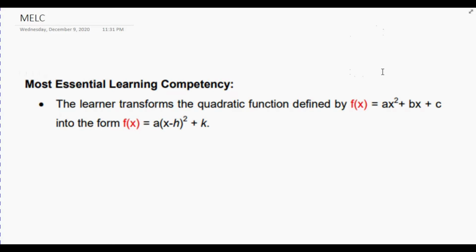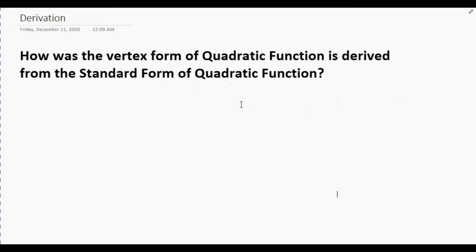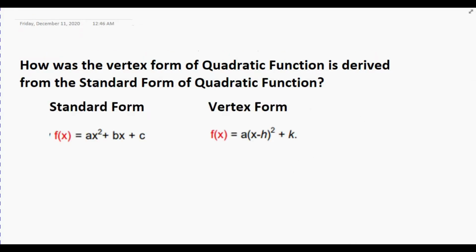But before we discuss this module, I am going to show you how the vertex form is derived from the standard form. So how was the vertex form of a quadratic function derived from the standard form? The standard form of a quadratic function is f of x equals ax squared plus bx plus c, and the vertex form is f of x equals a times quantity x minus h squared plus k.